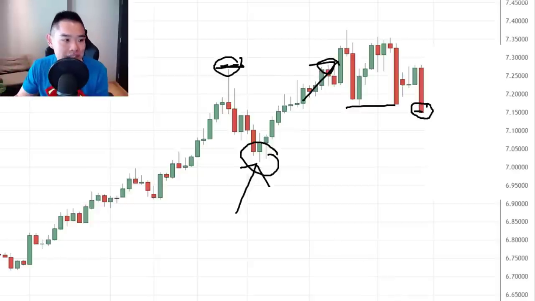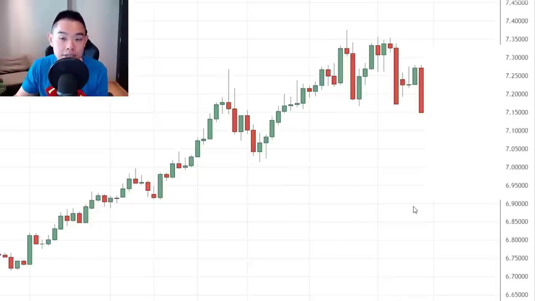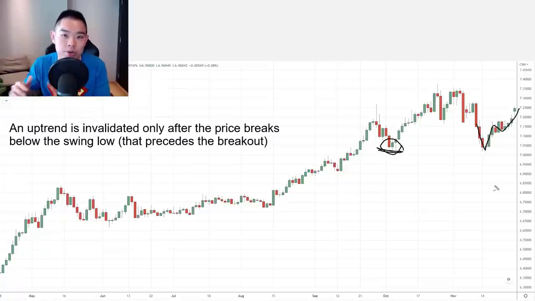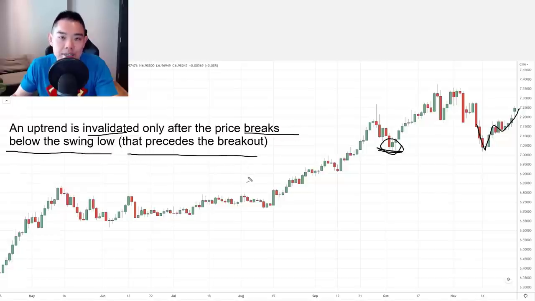Okay, so the answer is that the uptrend is actually still intact because it did not break below the swing low that precedes the breakout. So you can see what happened next is that this market did a dip down lower and then continued up higher, because this is the swing low that you want to pay attention to. Only if the market breaks and closes below it can we say that this uptrend is no longer intact and the market could possibly go into a range or reverse down lower. So remember, an uptrend is invalidated only after the price breaks below the swing low that precedes the breakout.